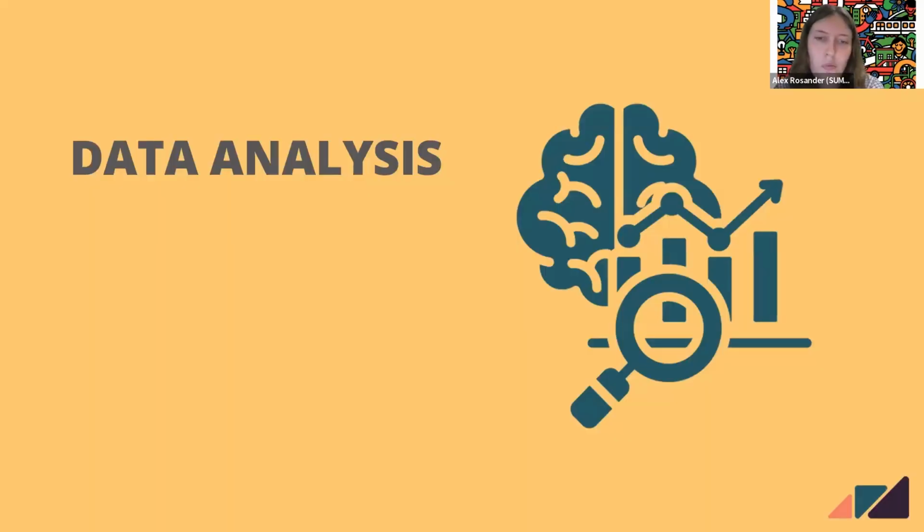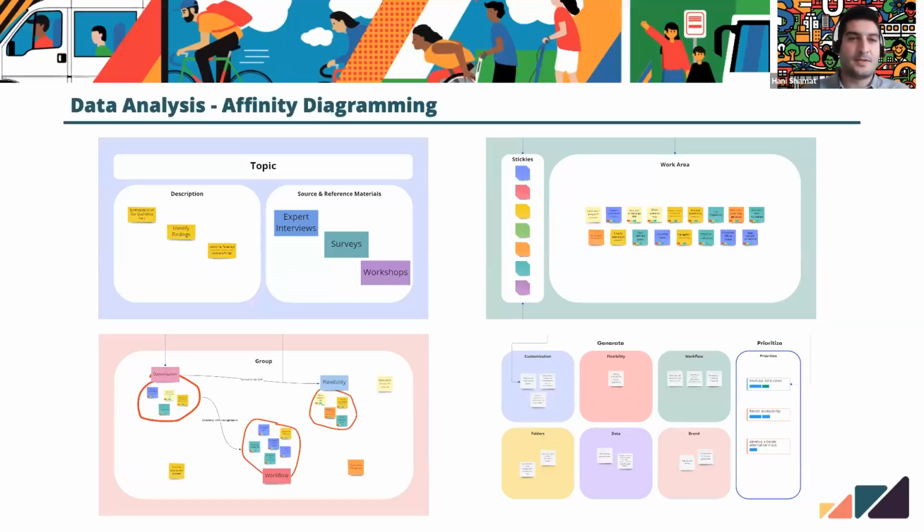And then I will talk a little bit about data analysis, so I'll pass it over to my coworker, Hani. Hi, thanks, Alex. So yeah, I'll talk a little bit about the data analysis, and the key piece of that was affinity diagramming. Affinity diagramming is basically a brainstorming exercise that helps organize and analyze qualitative data. There are 4 main steps. The first is describing the topic and the problem and defining the source material. So basically gathering all of our data and setting up a game plan.